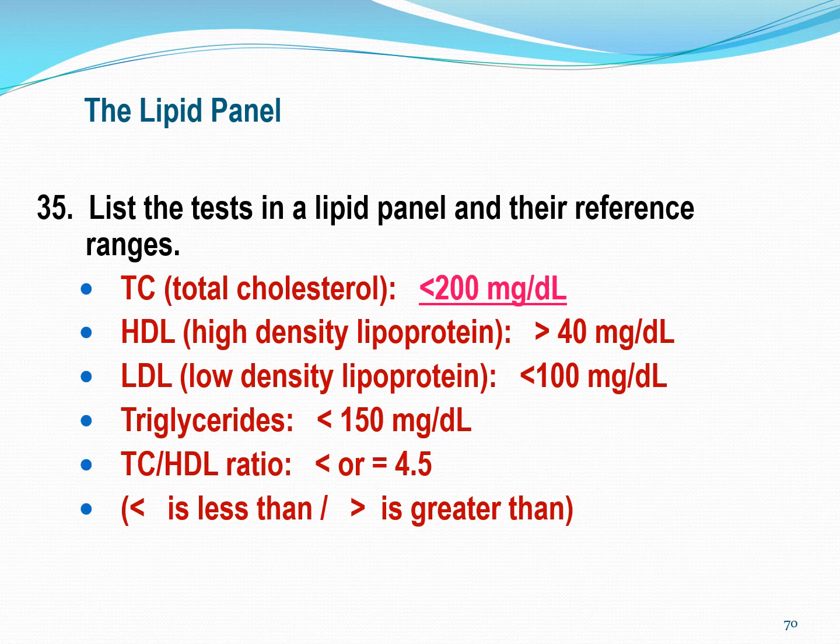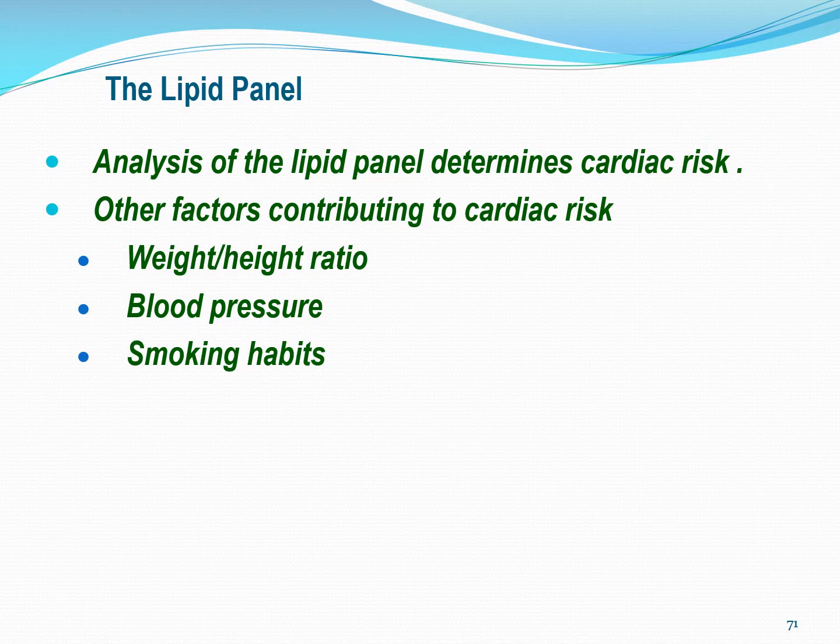And we understand that that TC/HDL ratio is the key point we're looking at to be able to tell us if we are at a high risk for a future heart attack, right? So analysis of the lipid panel determines cardiac risk, right? Other factors contributing to cardiac risk are our BMI, or weight to height ratio, okay, our blood pressure, and our smoking habits. Because smoking increases all of this and makes it a lot worse.